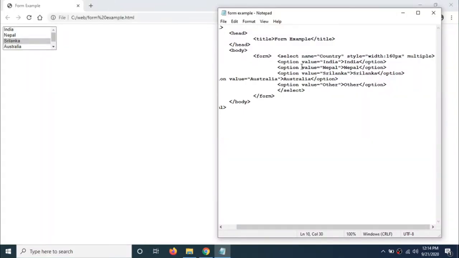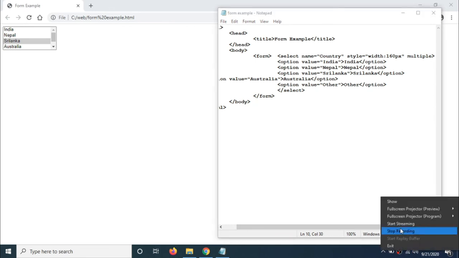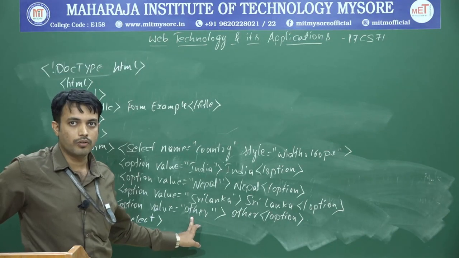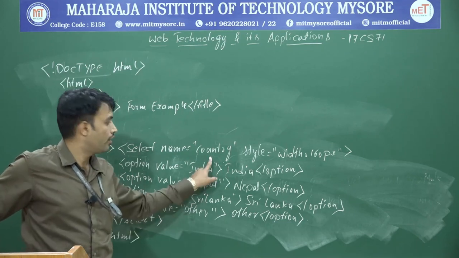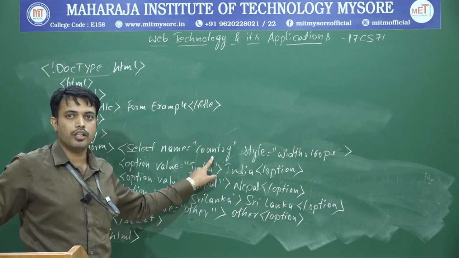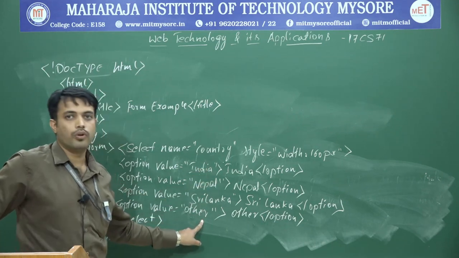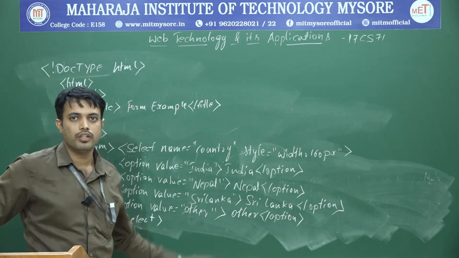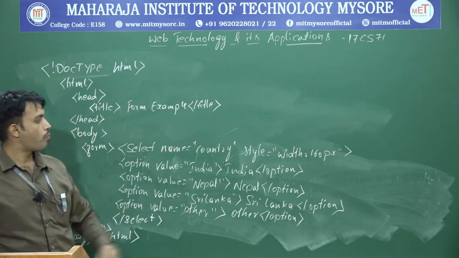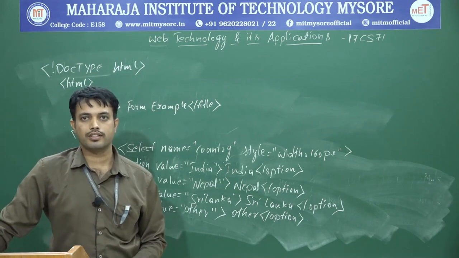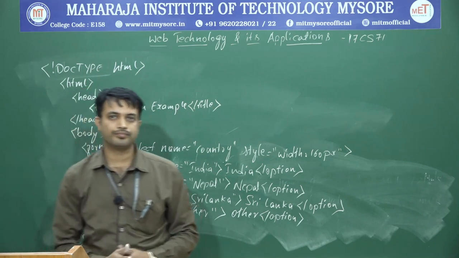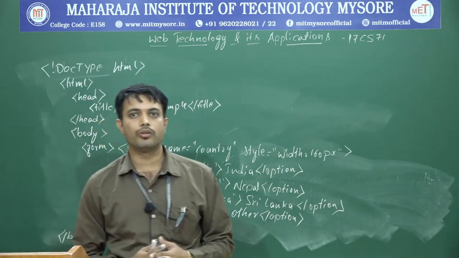That's all about the select tag. You can select any one out of these four, and that is the value which will be stored in country. So country equals any one of these four options. This is how we can add controls to our web page. In the next session I'm going to discuss other controls in even more detail.